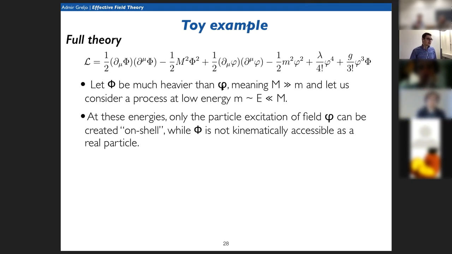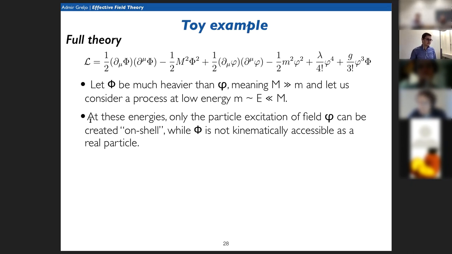So we will assume that capital M is much bigger than small m, okay? And we will consider low energy processes where the energy of the interaction is comparable to small m, but much smaller than the capital M, okay?